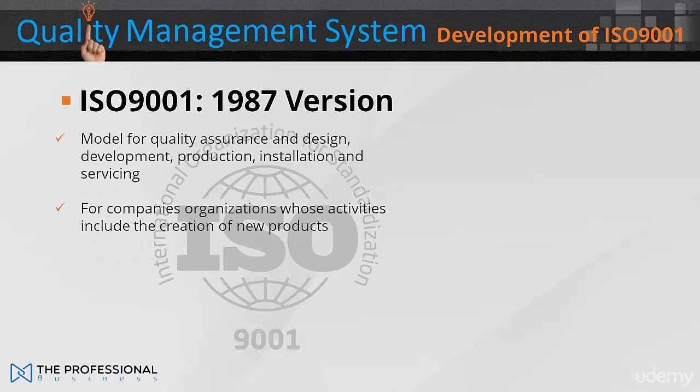The ISO 9001 1987 model for quality assurance in design, development, production, installation and servicing was for companies and organisations whose activities included the creation of new products.